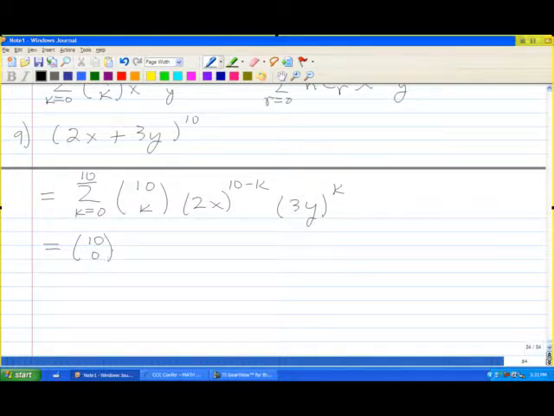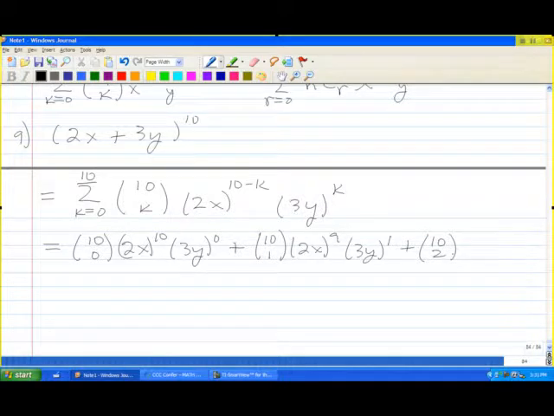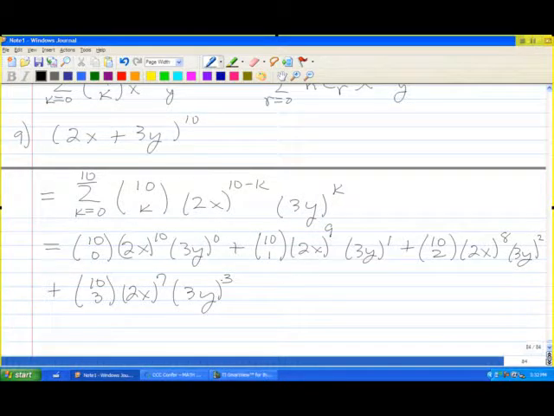So 10C0, 2x to the 10, 3y to the 0, plus 10C1, 2x to the 9, 3y to the 1, plus 10C2, 2x to the 8, 3y to the 2, plus 10C3, 2x to the 7, 10 minus 3 is 7, 3y to the third. And so this is plus a whole bunch of other terms.